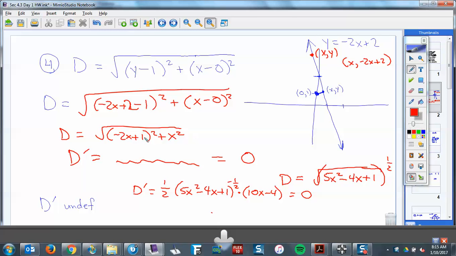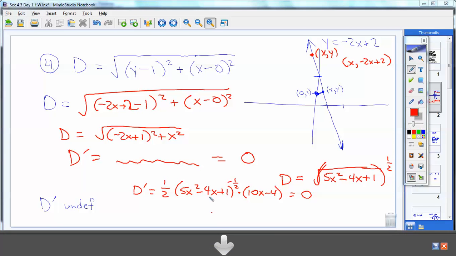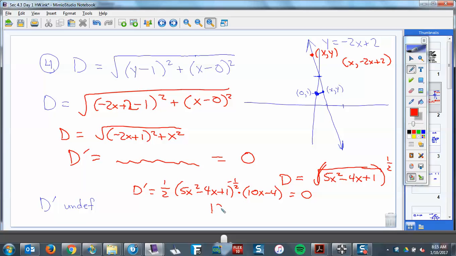So we could FOIL that out. We could combine these things together. We could come up with square root of this, which is 1/2. We get this. Now we should rearrange that a little bit. So the 10x minus 4 would be on top. This other stuff would be on the bottom. The 2 would be on the bottom. And then this would be the square root of 5x squared minus 4x plus 1.